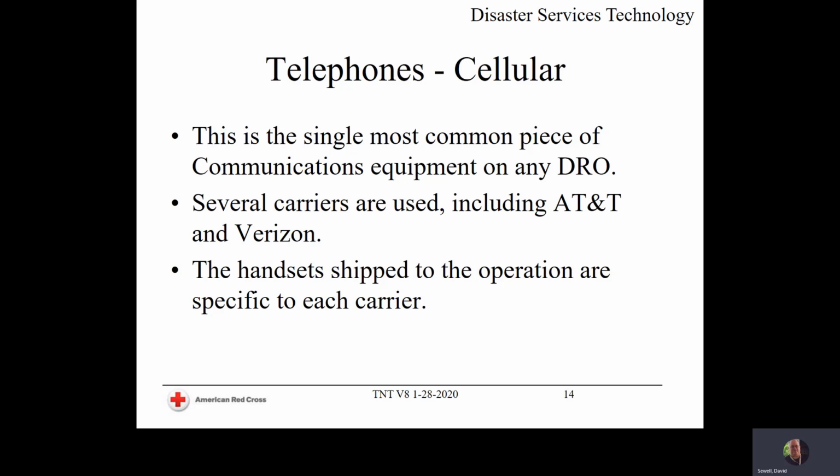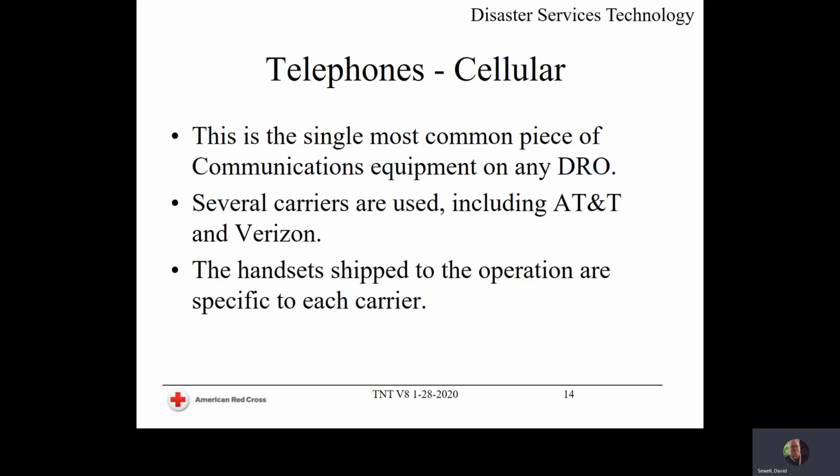Cellular telephones, or cell phones. These are the most common. This is the most common piece of communications equipment on any DRO. Several carriers are used, including AT&T and Verizon. The handsets are shipped to the operation. The handsets that are shipped to the operation are specific to each carrier. So, for example, you can't use an AT&T device on Verizon and vice versa.